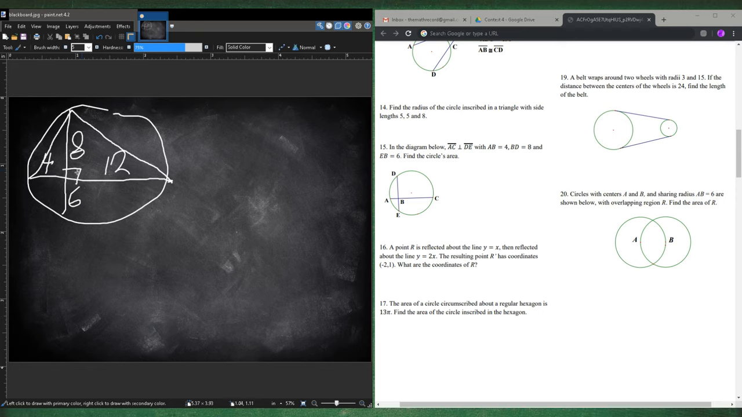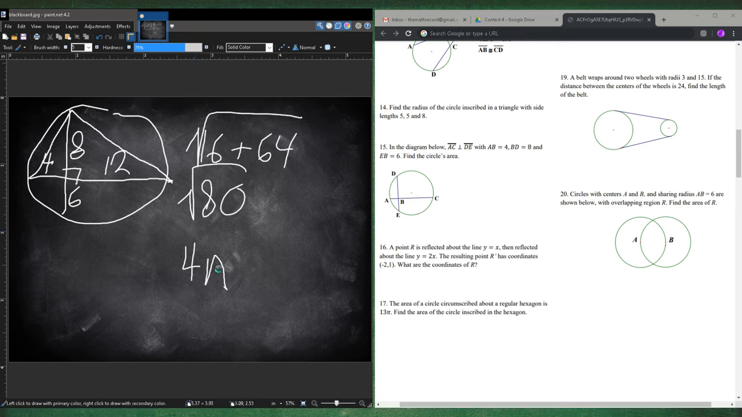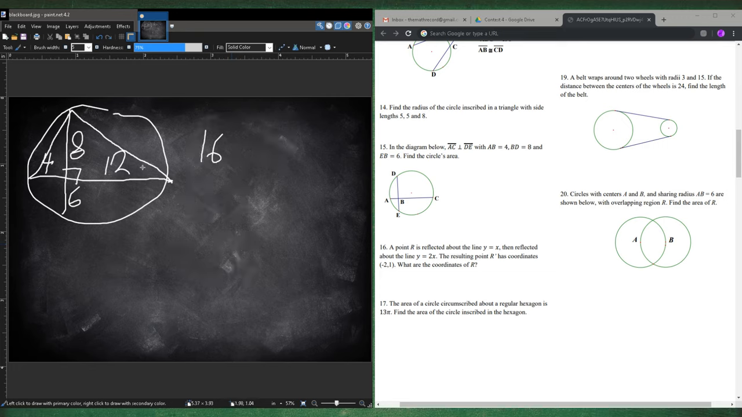So 4 squared plus 8 squared is 16 plus 64, and then you square root it, that's square root 80. For square root 80, you could divide a 4 out, which makes 20, so you could divide another 4 out. So this is 4 square root 5. So this side length is 4 square root 5. Remember that, 4 square root 5.